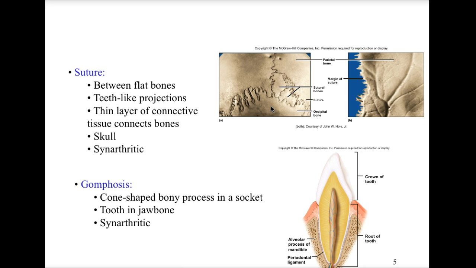Gomphosis is a cone-shaped bony process in a socket. A great example of that would be a tooth in a jawbone. These are synarthrotic. So gomphosis is an example of an immovable joint.